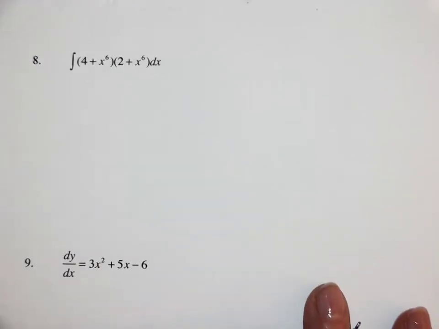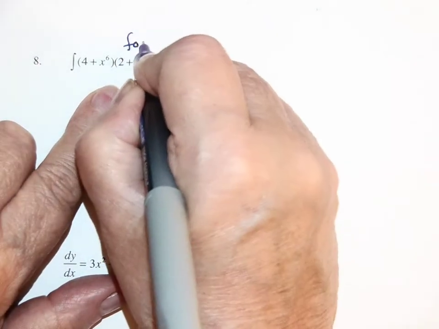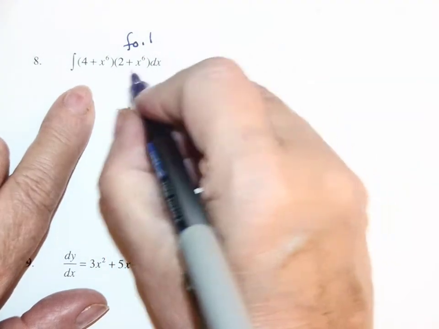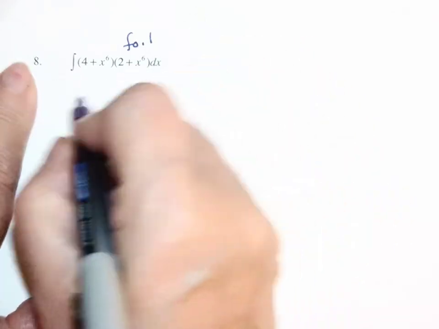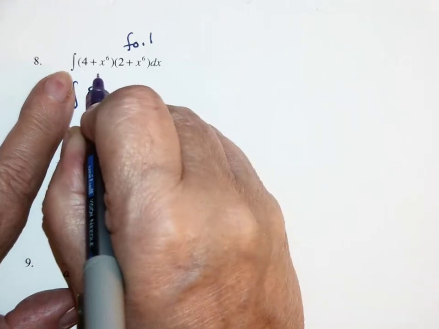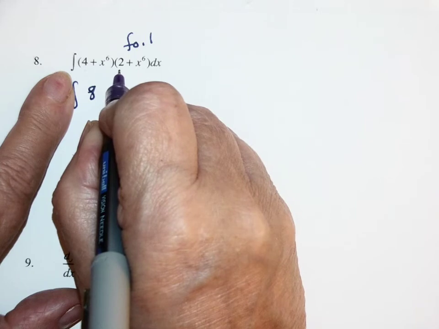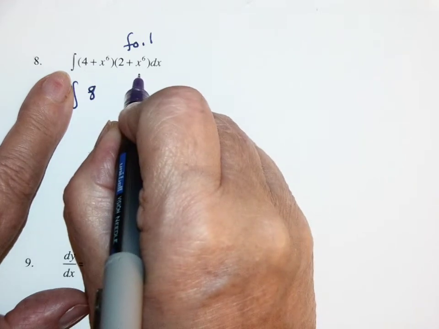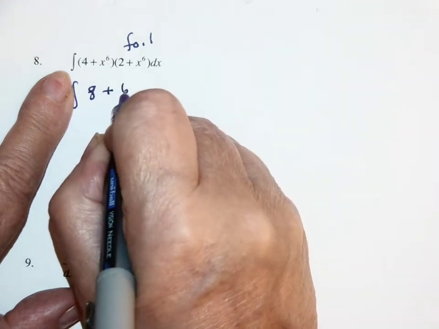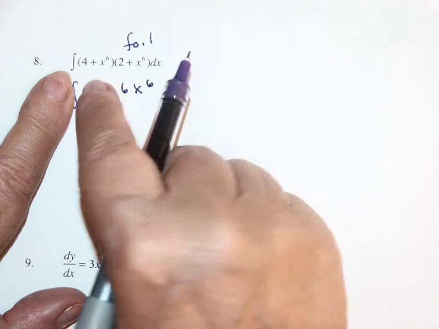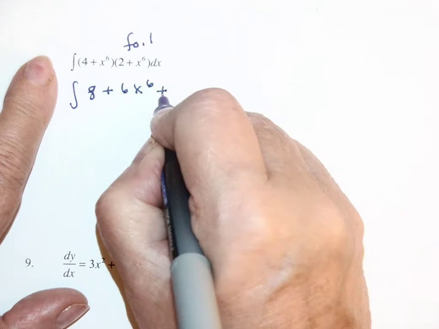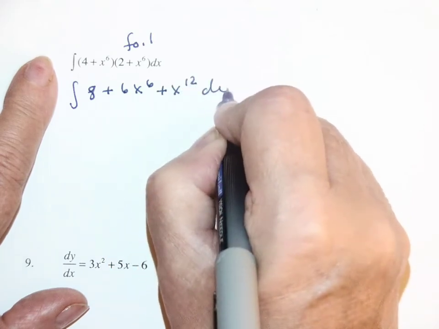In this instance, what I'm going to have to do is to FOIL this so that this then becomes the integral of 4 times 2, that's 8, and then plus 2 to the 6th plus 4 to the x to the 6th is plus 6x to the 6th. So 2 plus 4 is 6, and then this would be plus x to the 12th dx.